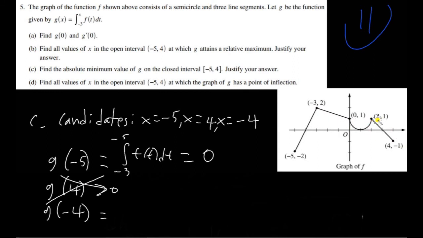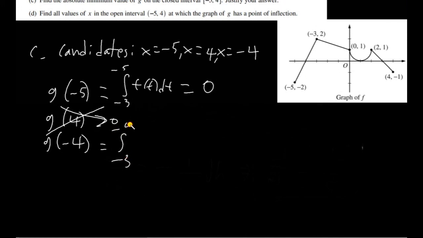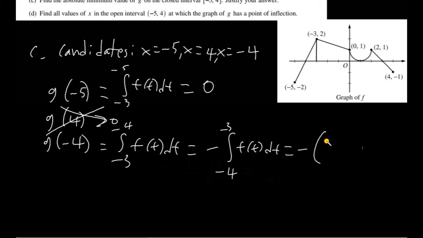Okay, so to find g of -4, we will take the integral from -3 to -4 of f of t dt. This time I will switch the bounds. Remember, if you're switching the bounds of an integral, you just stick a negative sign in the front, and you're all good to go. So negative integral from -4 to -3 of f of t dt. And that's going to be this triangular region, which is 1/2 times 3. Oh wait, no, it's not that. It's 1/2 times 1 times 2, because the height is 2 and the base is 1. So this is negative of 1/2 times 1 times 2, which is going to be -1.